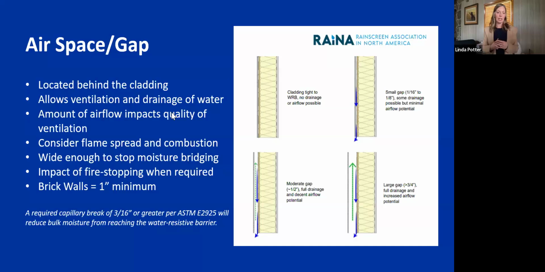Now, this RAINA document here is suggesting that you need at least 3/16 of an inch or greater to stop that bulk moisture from reaching your water barrier. But there's a lot of other things you're thinking about. And I'd urge you to think about, how do you have your wall section set up with the amount of airspace there? And then asking ourselves, why do we choose that? And are we thinking about all the other things that need to go into that conversation as well?